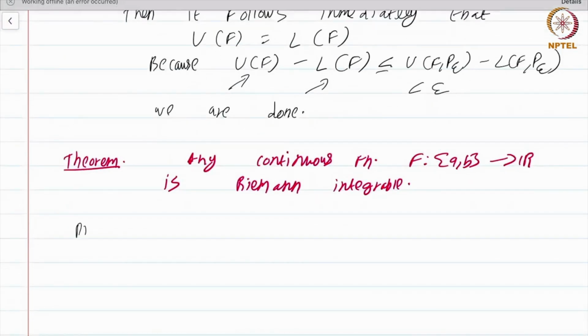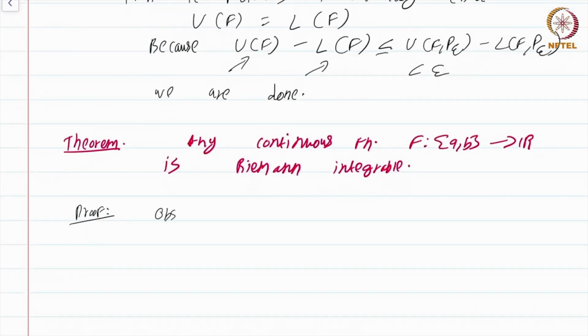So first of all, observe, proof. Observe that f is bounded because it attains its maxima and minima. It's going to be bounded. We have already seen that the image is also going to be a closed interval. Observe that f is bounded and uniformly continuous.